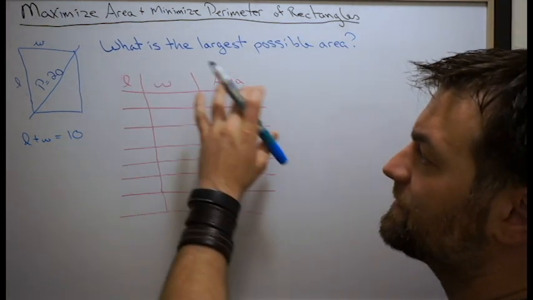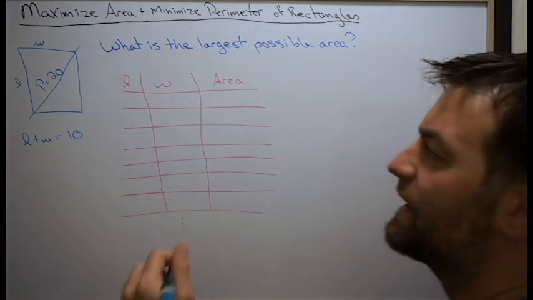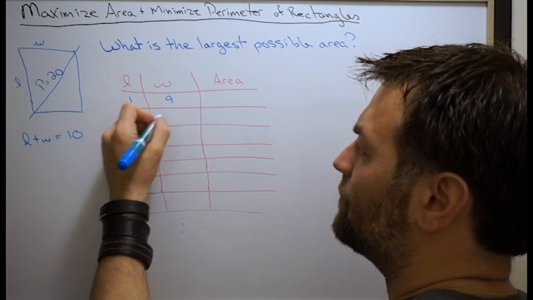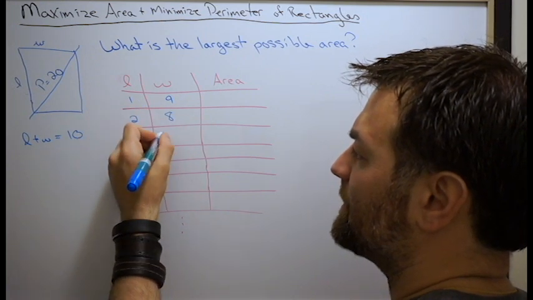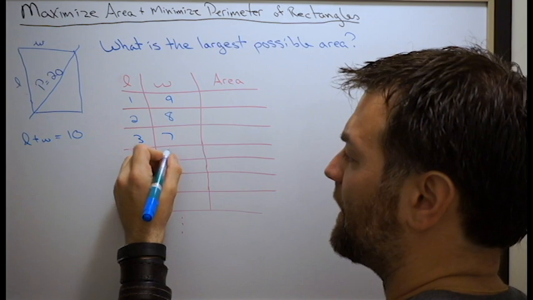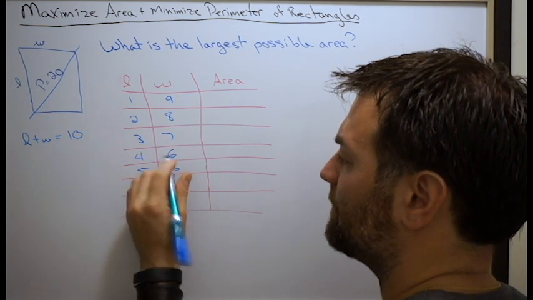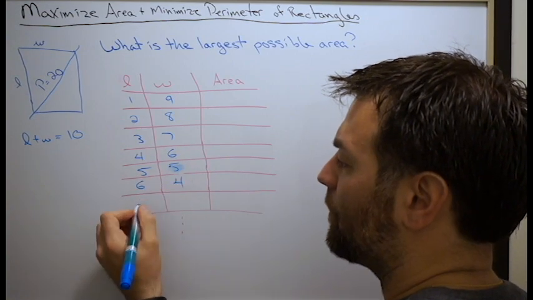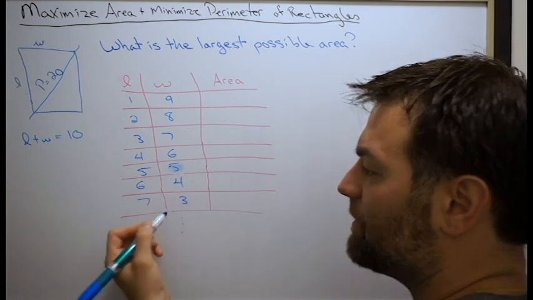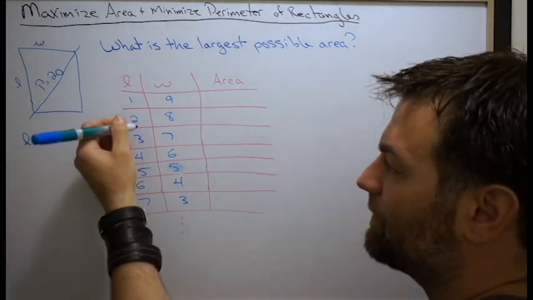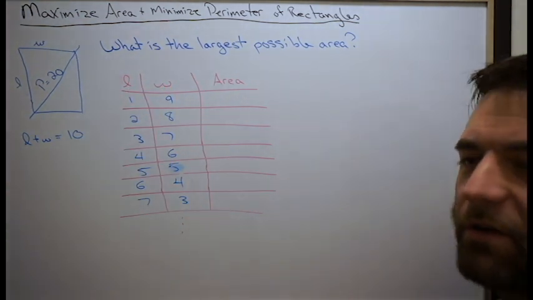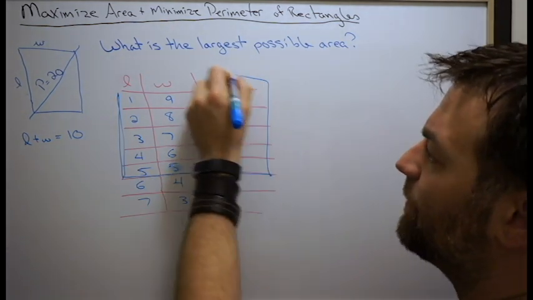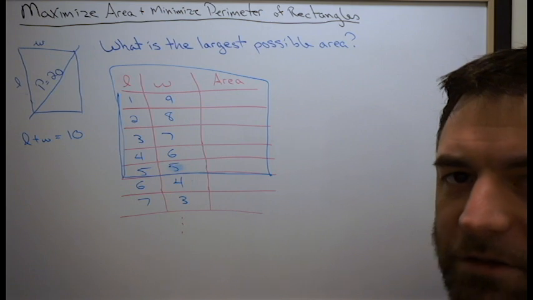So we need to take this table here and pick pairs of numbers that add up to 10. We've got 1 and 9, 2 and 8, 3 and 7, 4 and 6, 5 and 5, then 6 and 4, 7 and 3, and you notice it's just going to continue with the same pattern going backwards, so we'd have the same pairs of numbers. It's somewhere within this top set here that we're going to find our maximized area.